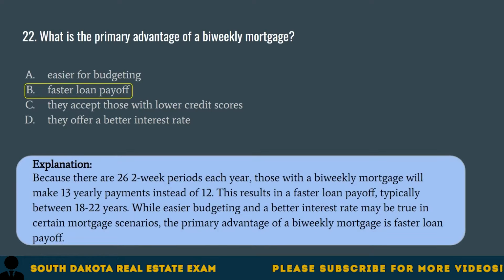Because there are 26 two-week periods each year, those with a biweekly mortgage will make 13 yearly payments instead of 12. This results in a faster loan payoff, typically between 18 to 22 years. While easier budgeting and a better interest rate may be true in certain mortgage scenarios, the primary advantage of a biweekly mortgage is faster loan payoff.